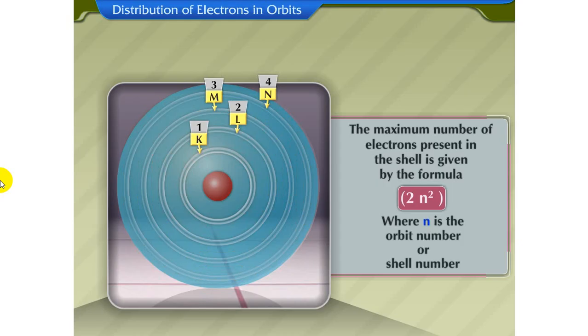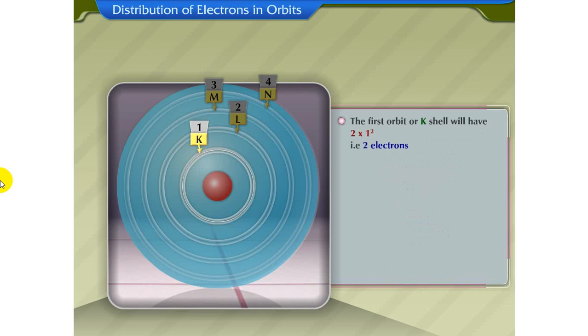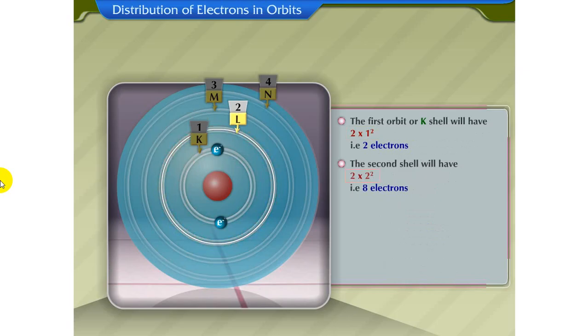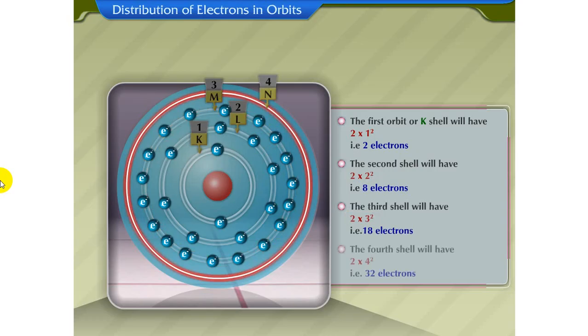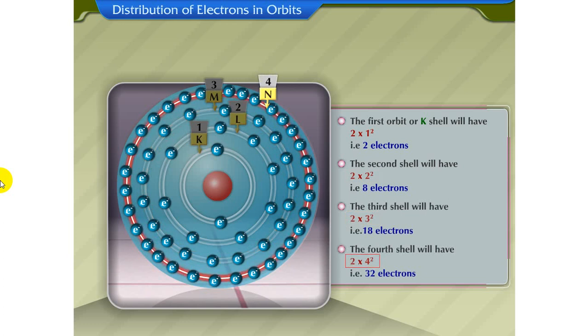The maximum number of electrons in different shells are as follows. The first orbit or K shell will have 2 multiplied by 1 square, that is 2 electrons. The second shell will have 2 multiplied by 2 square, that is 8 electrons. The third shell will have 2 multiplied by 3 square, that is 18 electrons. And the fourth shell will have 2 multiplied by 4 square, that is 32 electrons, and so on.